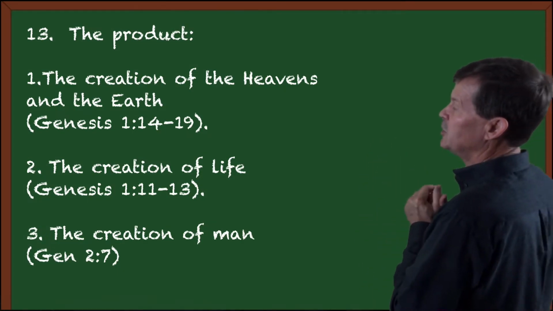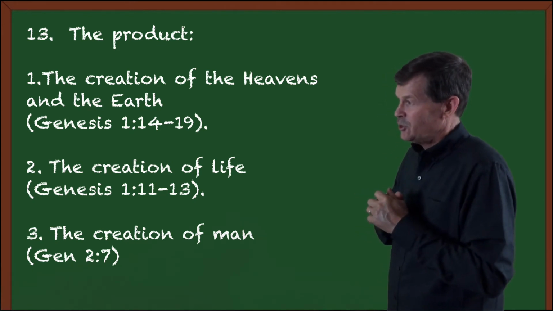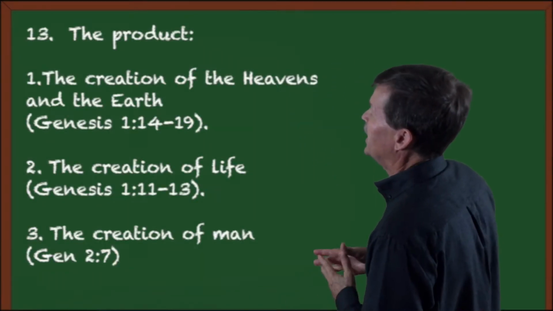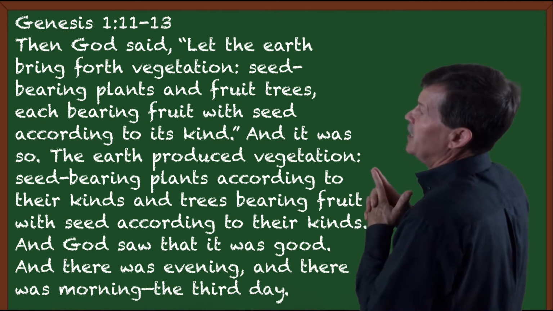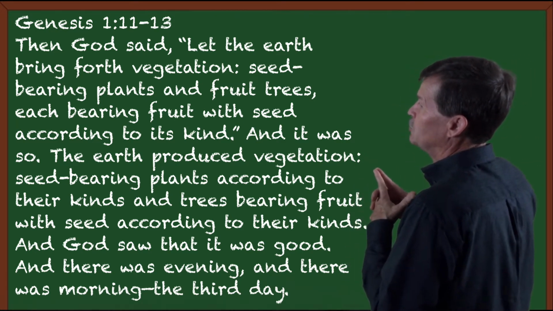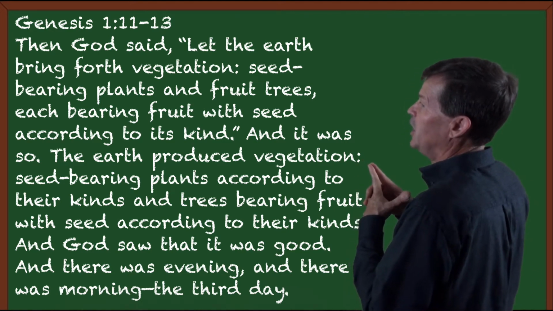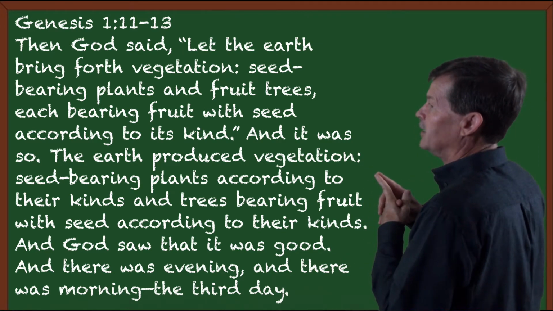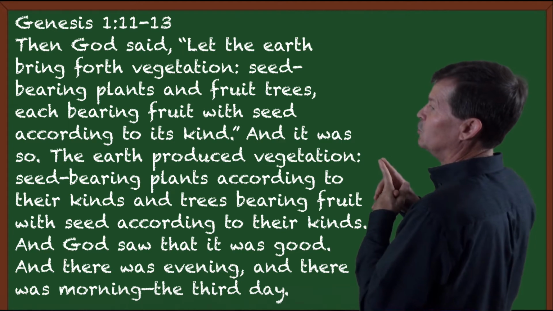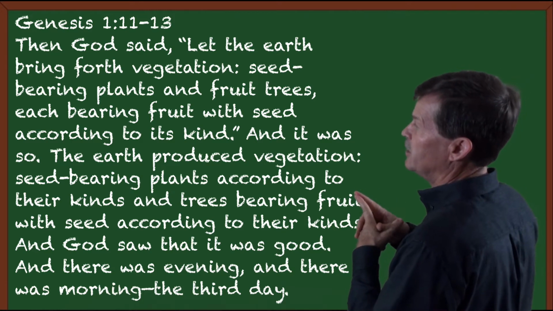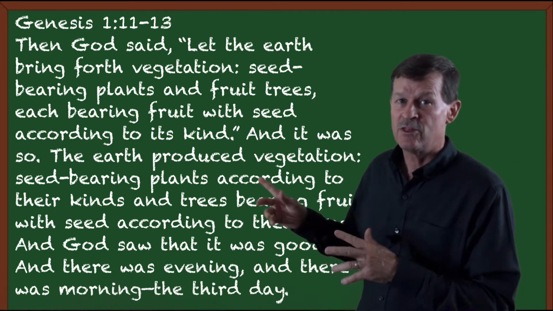Okay, next we have the creation of life. Genesis chapter 1, verses 11 through 13. What does it say? Then God said, "Let the earth bring forth vegetation, seed-bearing plants and fruit trees, each bearing fruit with seed according to its kind." And it was so. The earth produced vegetation, seed-bearing plants according to their kinds, and trees bearing fruit with seed according to their kinds. And God saw that it was good. And there was evening, there was morning, the third day. Okay? You get that? The third day.